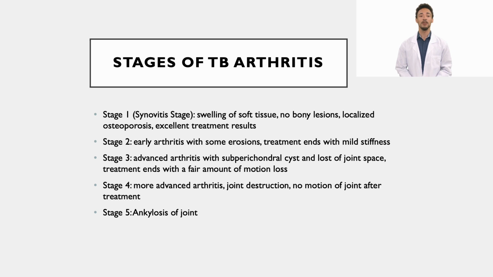Without treatment, patients often transition to stage 2, marked by early arthritis with marginal erosions of the bone, leading to mild stiffness post-treatment. As the patient advances into stage 3, there is more severe arthritis, subperiosteal cysts, loss of joint space. Treatment ends with a fair amount of loss of motion. Stage 4 is characterized by more severe joint destruction, and ultimately, no motion in joints after treatment. Finally, stage 5 is characterized by ankylosis of the joint.